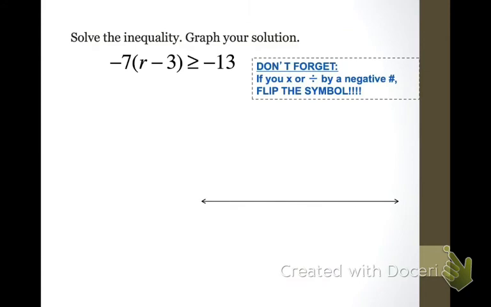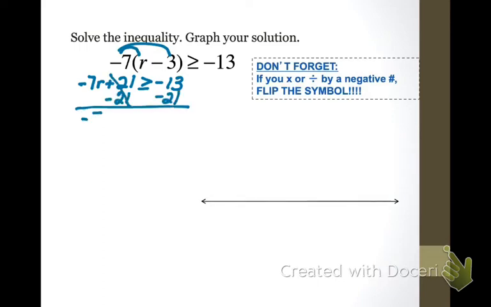All right, let's take a look at this one. First, we do have distribution. So I'm going to distribute that negative 7. And then I'm going to say I don't have combining like terms. I don't have variables on both sides. So now it's just a two-step inequality. I'm going to subtract 21 from both sides. And I get negative 7r is greater than or equal to negative 34.